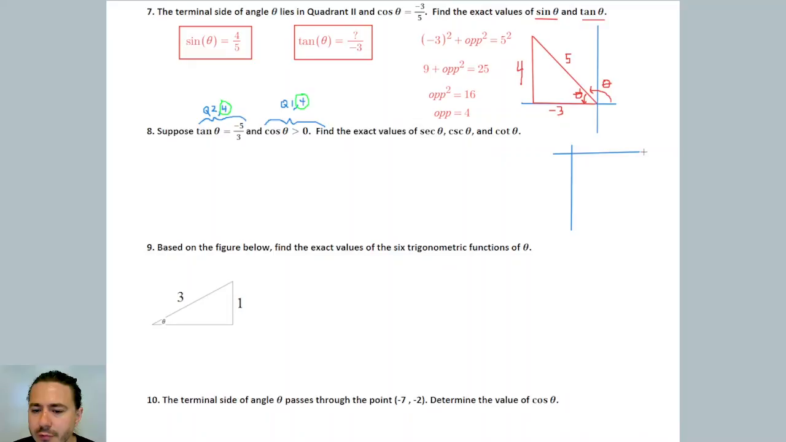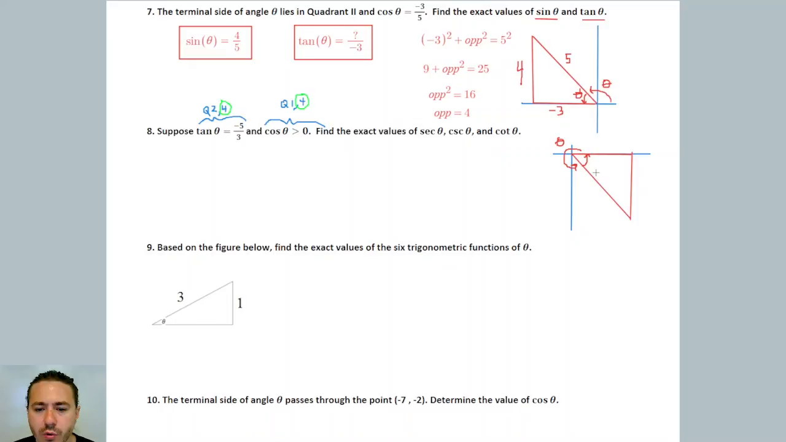So terminal side's in quadrant 4. That means our reference angle is going to be right here. So my triangle is going to look like this. Now this is, like I said, the reference angle. The actual angle theta is right here, but it'll have the same trig values. So we're okay to use this.